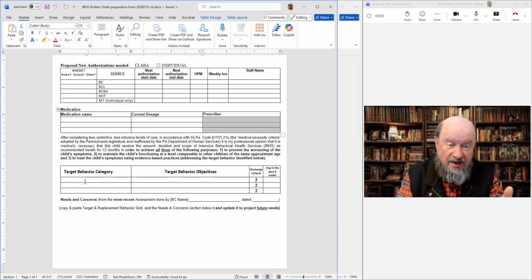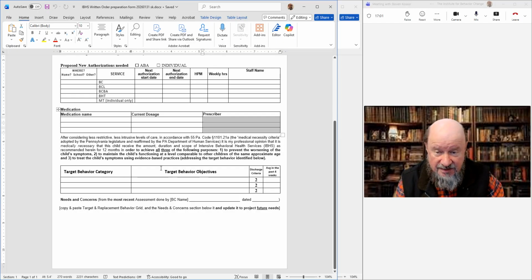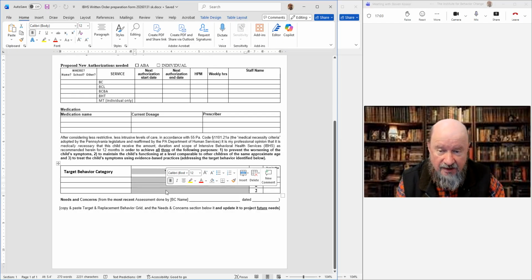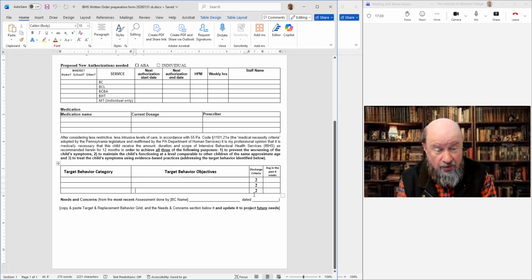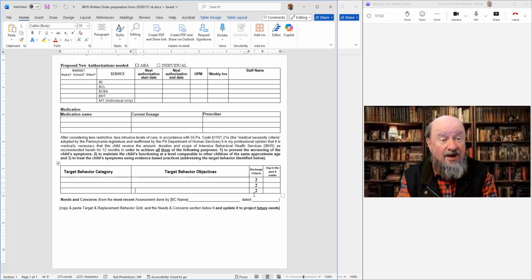Where it says target behavior objectives, in this column you're going to identify the specifics about the target behavior that you're addressing. These categories should never overlap. You don't want to track something up here that you're also tracking down here. Over here is the discharge criteria. It is set at 2 for everybody, because 2 is the rating that a parent will give if their child's behavior is normal for a kid that age or tolerable.